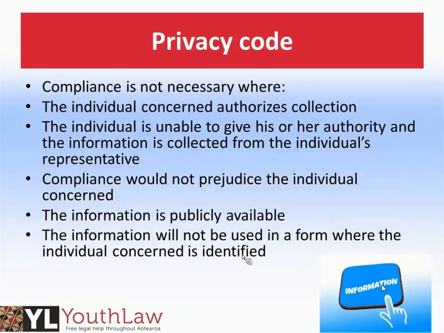So the Privacy Code sets out that compliance is not necessary where the individual concerned authorises collection. So really easy, like if I say, sure, grab a copy of my file from my doctor, then I've already authorised collection. Where the individual is unable to give his or her authority and the information is collected from the individual's representative. So obviously an authorised representative, an authorised agent. For instance, one clear example would be a power of attorney. But someone else might be authorised as a legitimate agent to access that information.